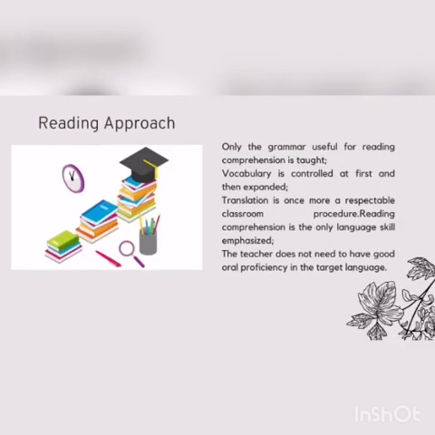Reading approach. Only the grammar useful for reading comprehension is taught. Vocabulary is controlled at first and then expanded. Translation is once more a respectable classroom procedure. Reading comprehension is the only language skill emphasized. The teacher doesn't need to have good oral proficiency in the target language.